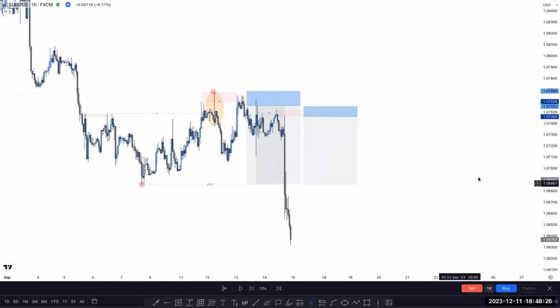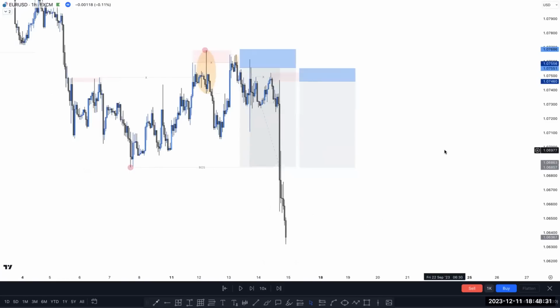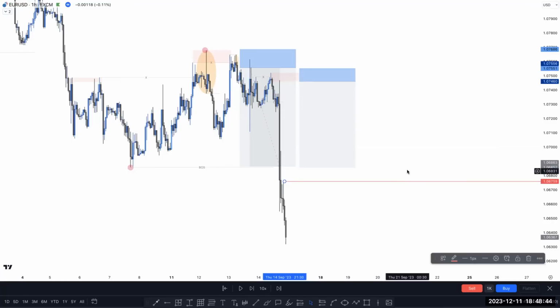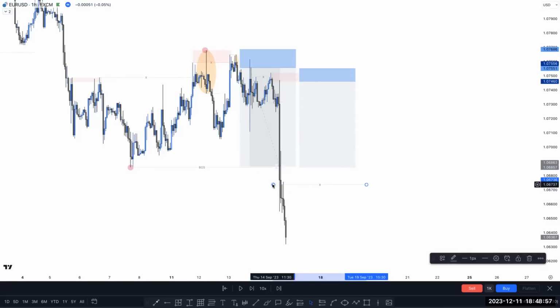Okay, so right now, where is our inducement in this case? This one? No, I'm talking about the one down. This one? Yes. Okay, perfect. Yes, this one is our valid inducement because this one is a valid pullback, as you know. So mark this one. Right? Okay.